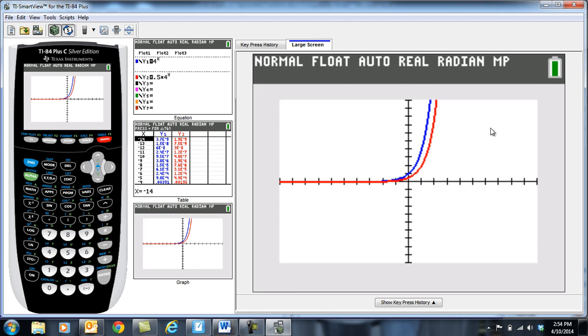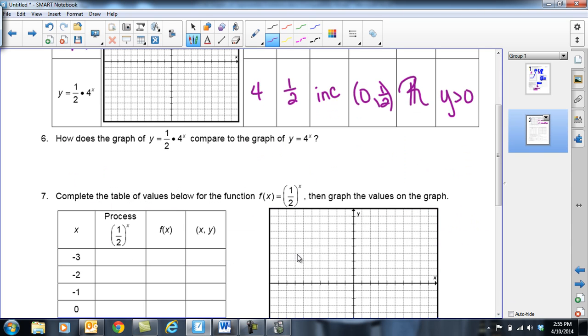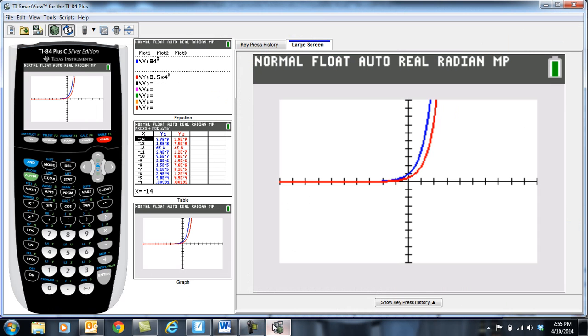So now we're going to look at it. My y-intercept looks like it's right there between 0 and 1. We're going to call that 1/2. So when we're writing it down, my b is still 4, but now my value of a is 1/2 because my scale factor is now 1/2. I've made it half as big or half as fast, and it is increasing still. This time my y-intercept was at 0 and 1/2. So maybe we can make a correlation between y-intercept and our scale factor. We'll talk about that. Just like the other one, domain's all real numbers, and the range is all y values greater than 0. So how does 1/2 times 4 to the x compare to 4 to the x? And when we looked at that graph, you should see that they're both increasing.